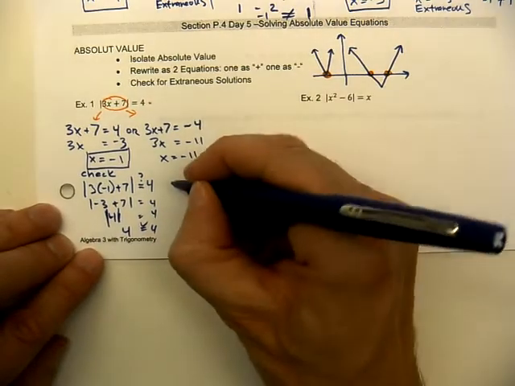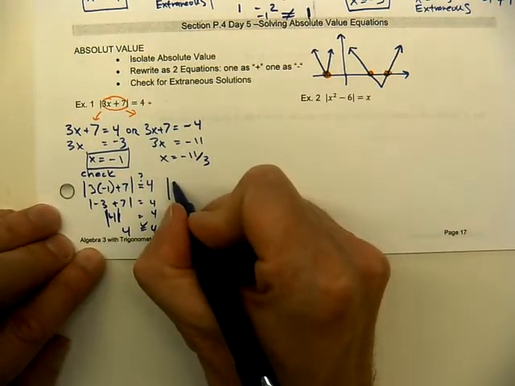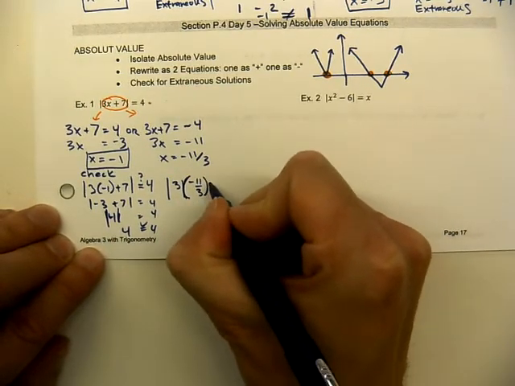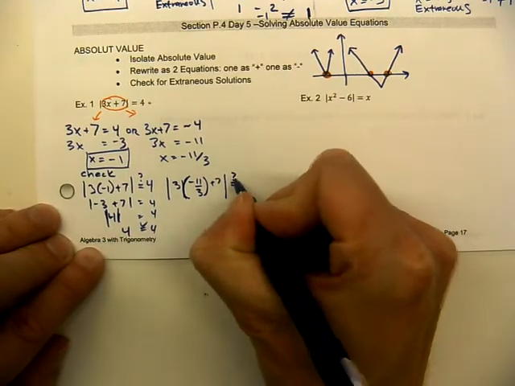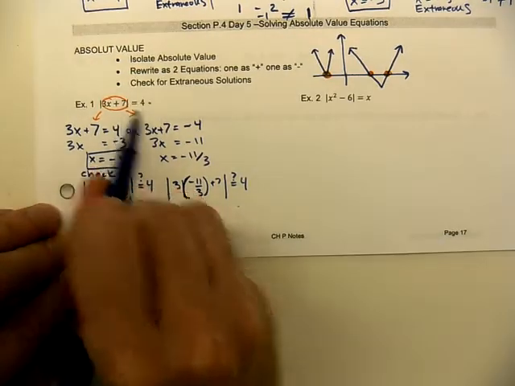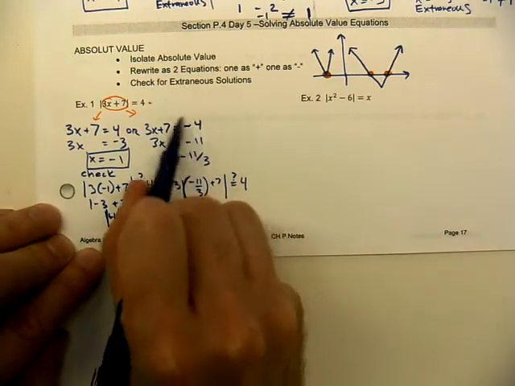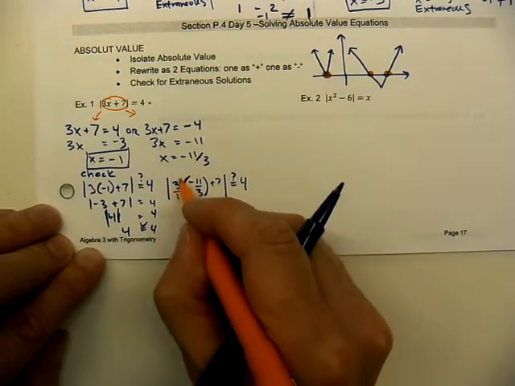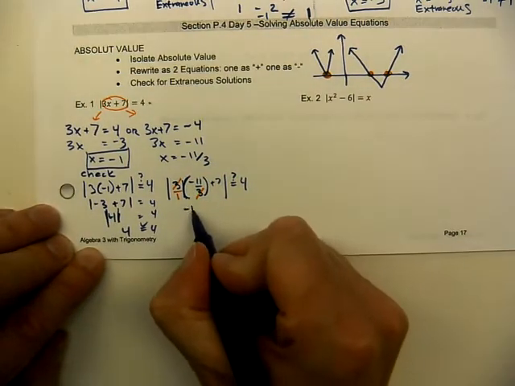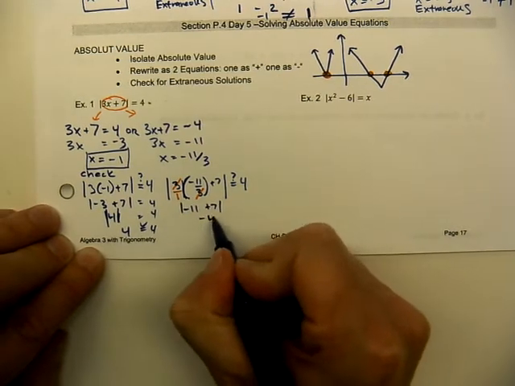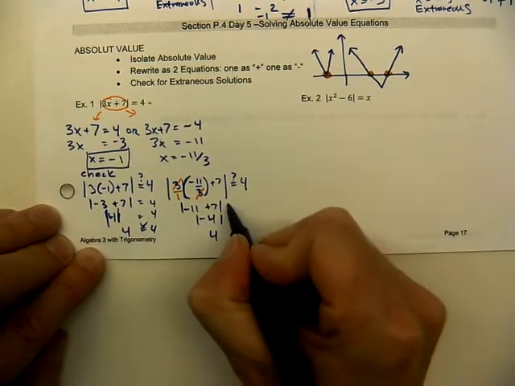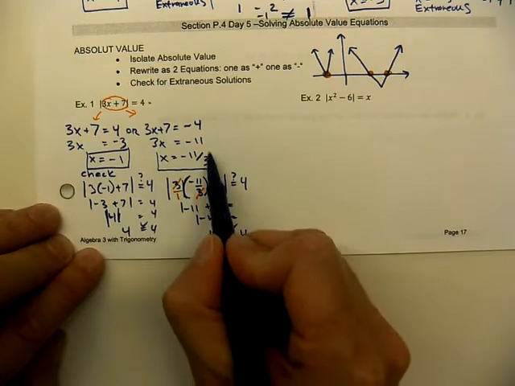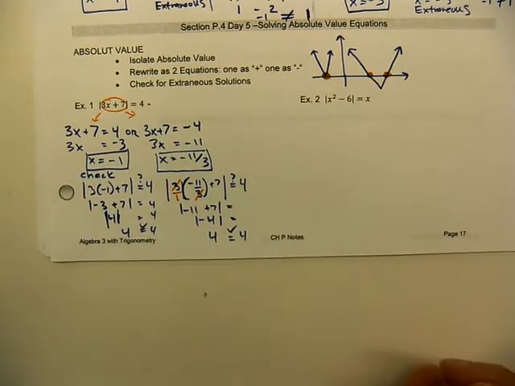What about the negative 11 thirds? So let's set this one up. Absolute value of 3 times the input of negative 11 thirds plus the 7. We want to know, is that equal to the 4? So again, we're going back to the original problem. We're not using the negative version of the 4. It's the original problem. Here you can see that we have 3 divided by 3, so those cancel out, leaving you with a negative 11 plus 7 in the absolute values, which turns into a positive 4. So yes, that also checks out as well. Both of these are valid answers. So if we were to graph this, we would have 2 x-intercepts.